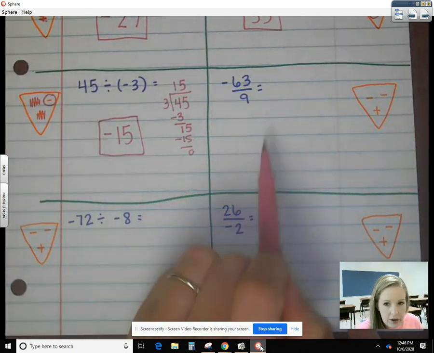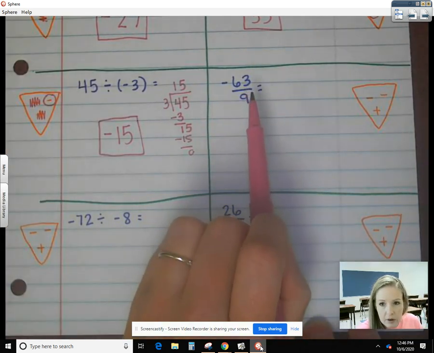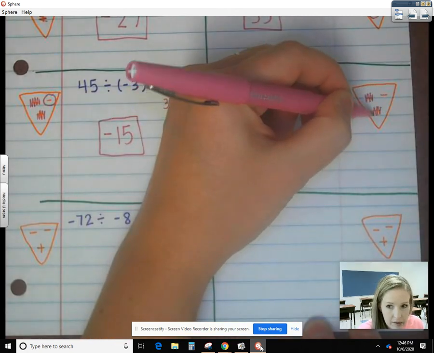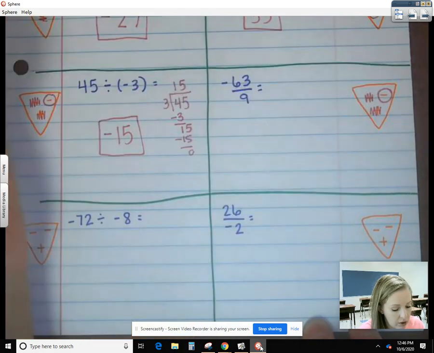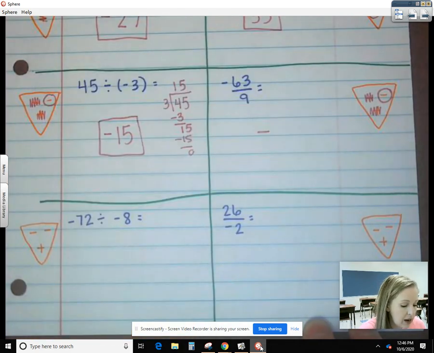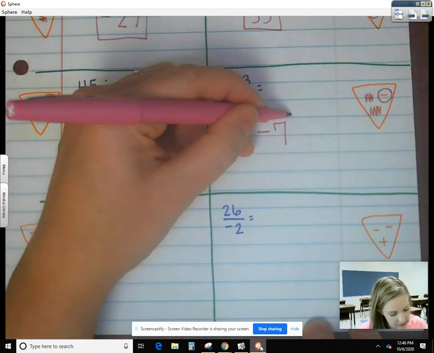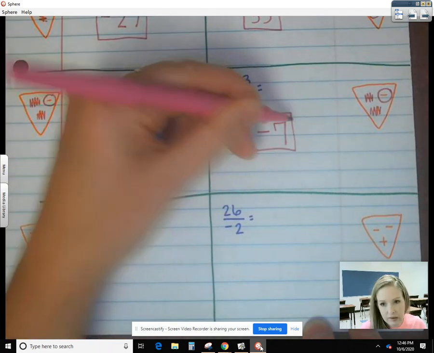Okay, so over here, again, this means negative 63 divided by 9. So we've got a negative divided by a positive, which leaves us with our answer being negative. And 9 goes into 63 7 times, because 9 times 7 is 63. So our answer there is negative 7.